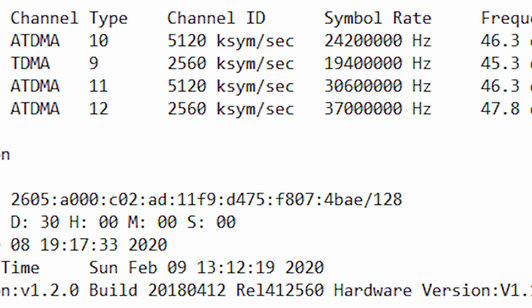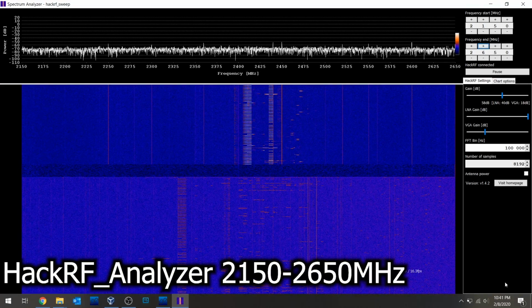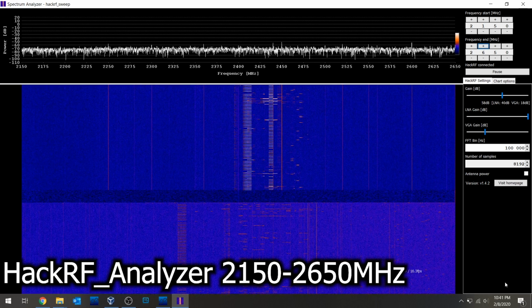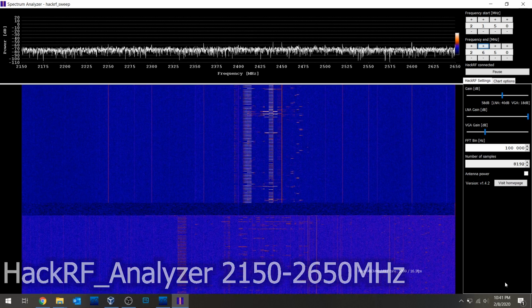We also have upstream bonded channels. These are listed channels 1 through 4. These are ATDMA and TDMA signals. And under our channel ID, we have a kilosymbol per second rate instead of a frequency. These are 5120, 2560, 5120, and again, 2560. We're also given a symbol rate, however, no frequency to actually give us any indication where along the cable these signals exist. However, with the use of something like the HackRF Analyzer software, I believe we'll be able to find these fairly easily and maybe even do something a bit interesting with them. So please stay tuned to the end of the video so that you don't miss that.